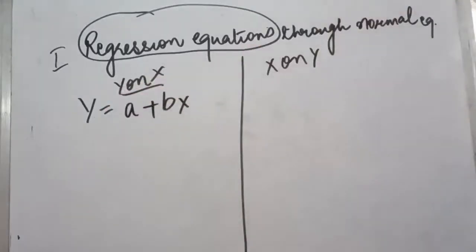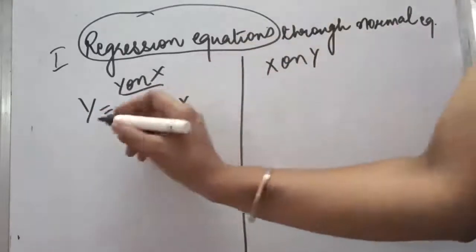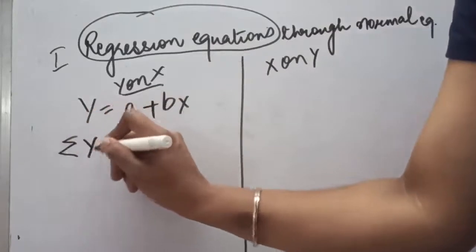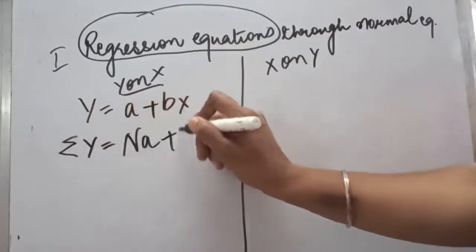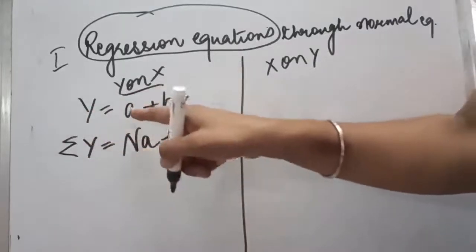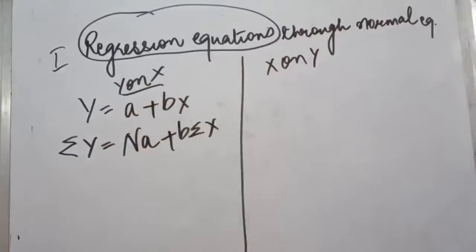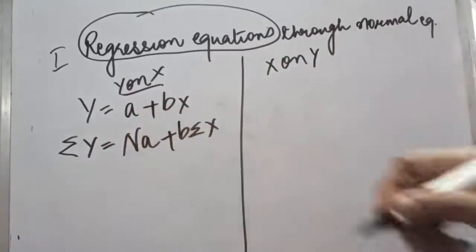And if you remember the time series, what we will do is multiplying both sides with sigma. So when we multiply both sides with sigma, it becomes sigma y is equal to na plus b sigma x. Why we have put n over here? Because there is no x and y. So sigma is put with x or y. So here we have to write down number of observations.